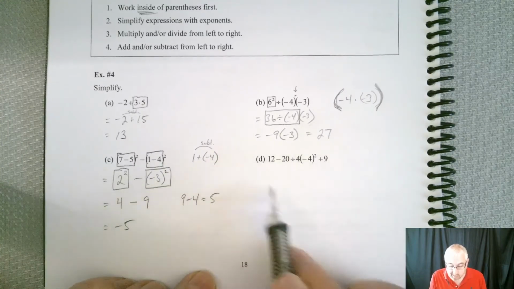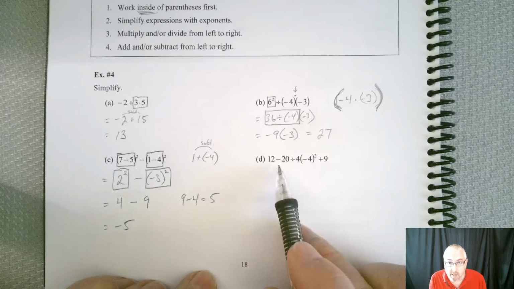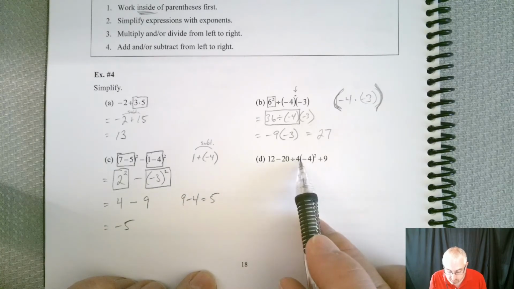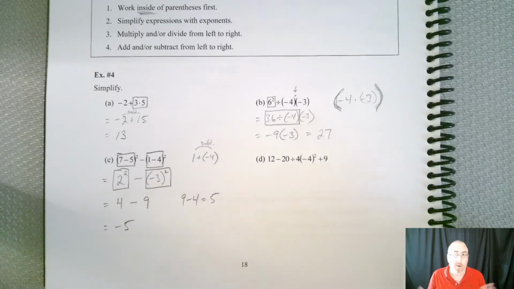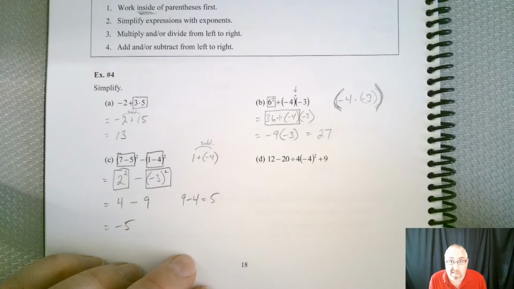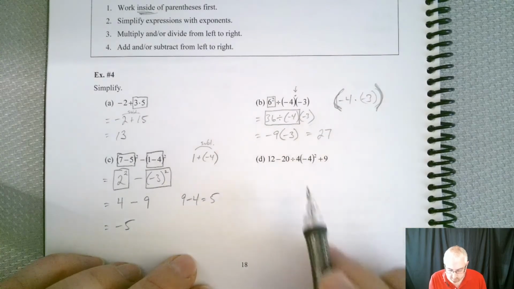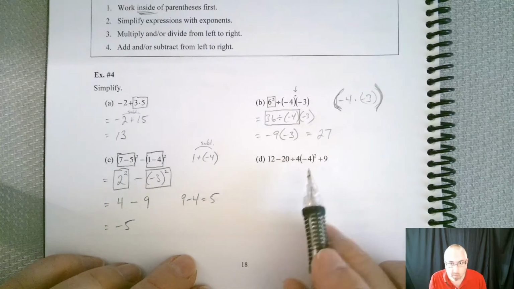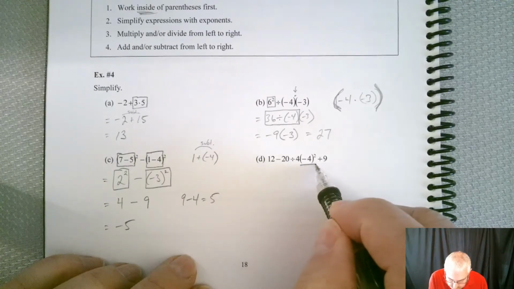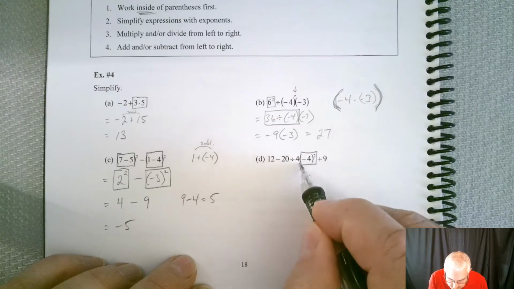All right, D has got a lot more stuff going on here. We've got a subtraction, we've got division, we've got exponents, we've got multiplication, and addition. We've got everything going on here. So where do we start? Well, exponents come before addition, subtraction, multiplication, division. So we really have to do this before we do anything.